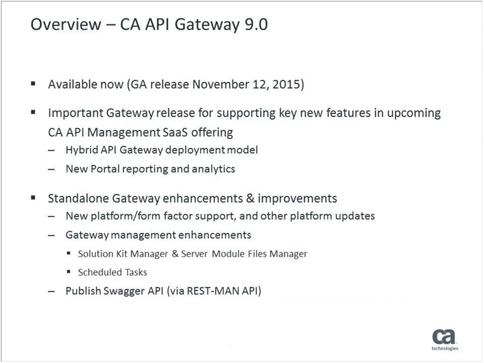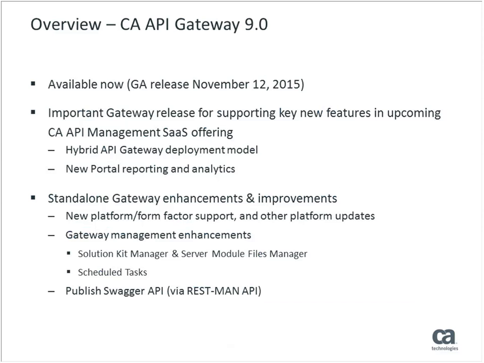So first off, a bit of an overview. The CA API Gateway 9.0 is now available. We GA'd the product on November 12th. So you can download this from the API Management Support Portal. If you have any issues with that, please contact your account team, your support team, or your sales team, and they can help you get access to this.